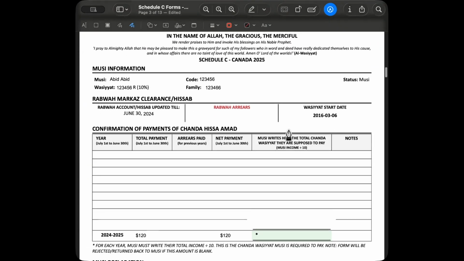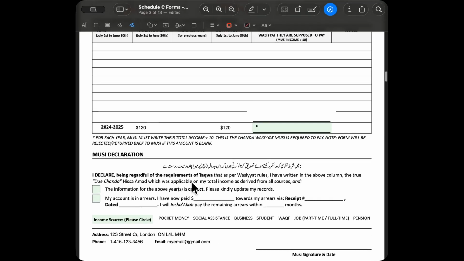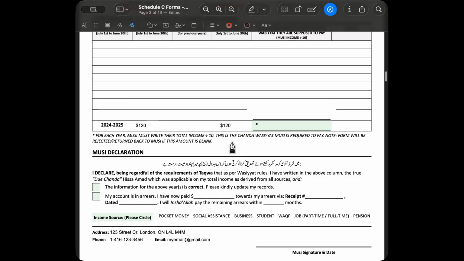Let's look at another form. For this, same thing, the account is clear, there's no arrears, and the person has paid $120. Now, in this case, it is possible that this person is a student. If a person is a student and this was the amount they were supposed to pay, then they will just write down 120 here. Students have no minimum amount that they have to pay. It is 1/10 of pocket money that they receive.